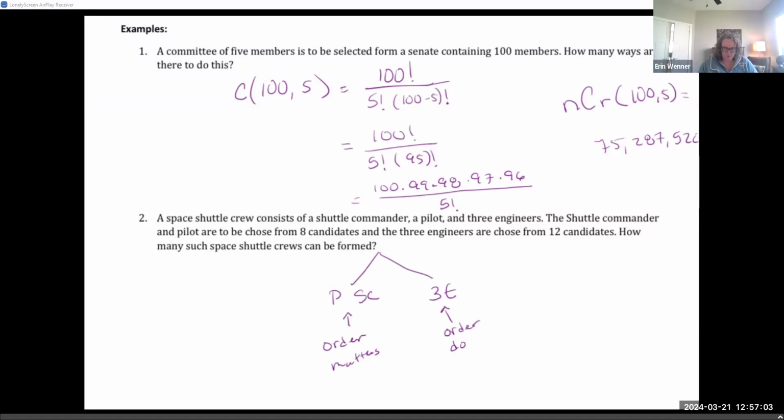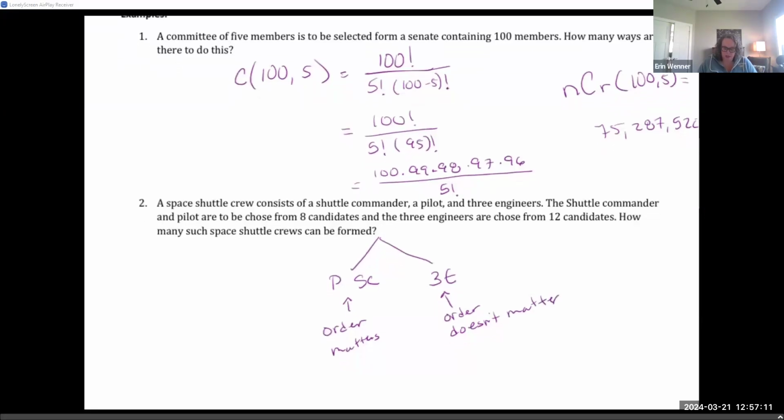So what we're going to break this up as is that we've got a permutation of 8 candidates chosen 2 at a time because the order matters. And then for the engineers, we have a combination of 12 candidates taken 3 at a time.